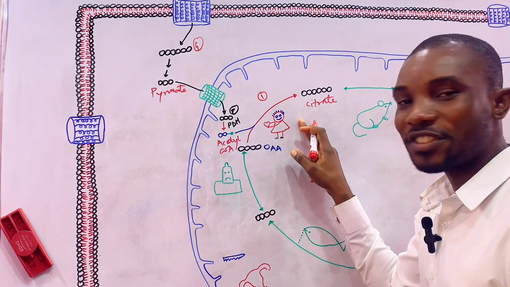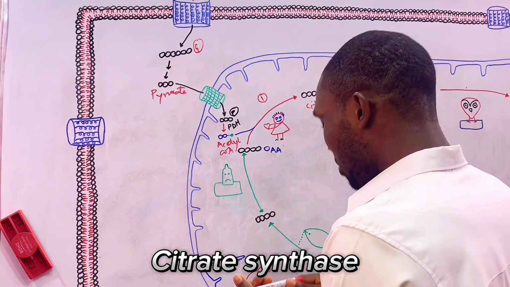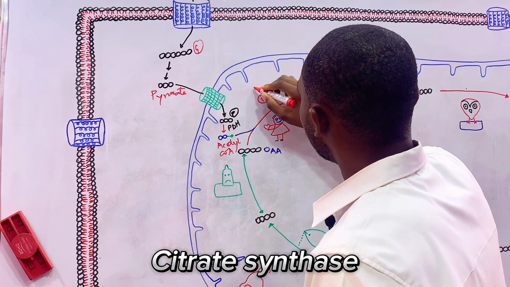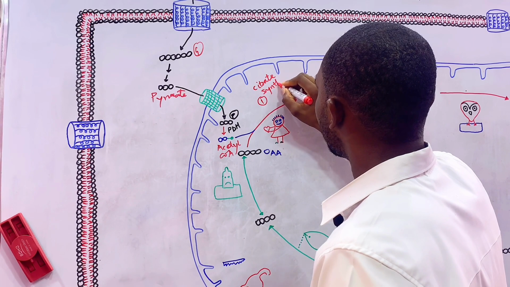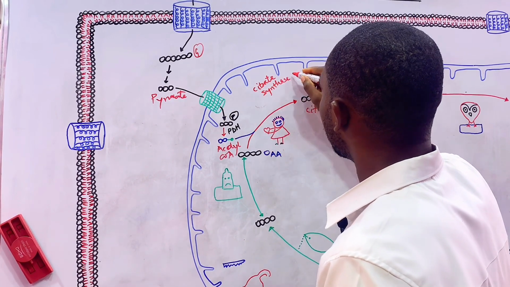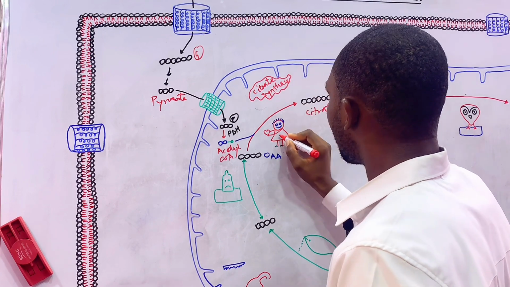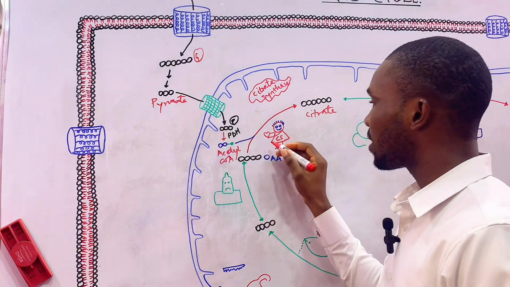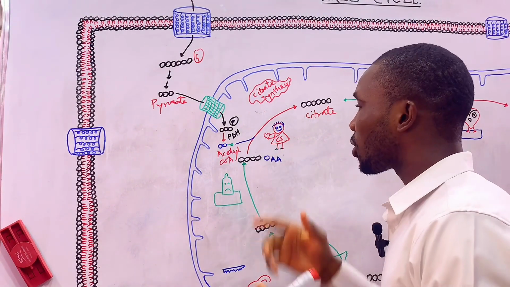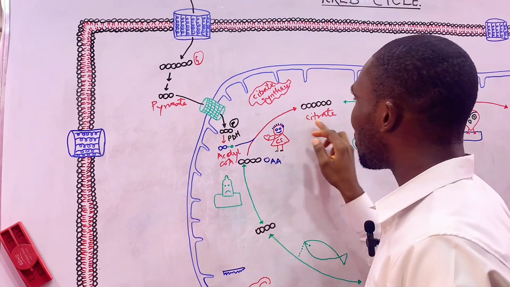And the enzyme involved is citrate synthase. So let me use the red. So this is your citrate synthase over here. You can see the illustration. The citrate synthase is a sucker for love, okay? So it combines the acetyl CoA and oxaloacetate in matrimony to form what?